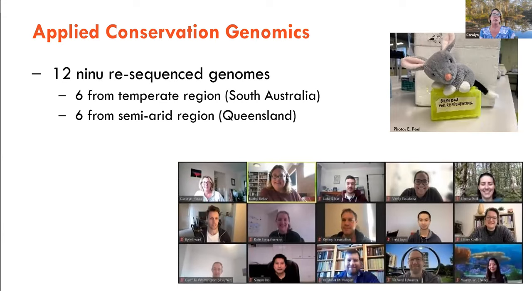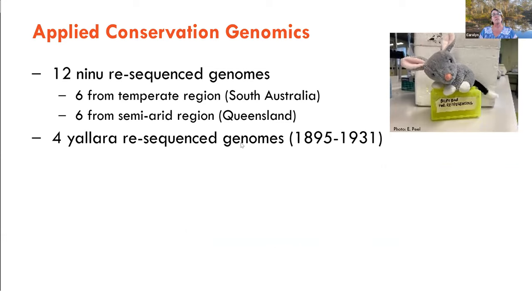We're finding some very unique results, particularly in some of the lipid metabolism, which will help inform how we translocate and move bilbies around into the future. In relation to that as well, we've also managed to resequence 4 Yalara lesser bilby genomes, and those samples were collected between 1895 and 1931. As you can imagine, the quality of those genomes is somewhat less than the more contemporary Ninu samples. However, we have aligned those Yalara samples against the reference genome as well.